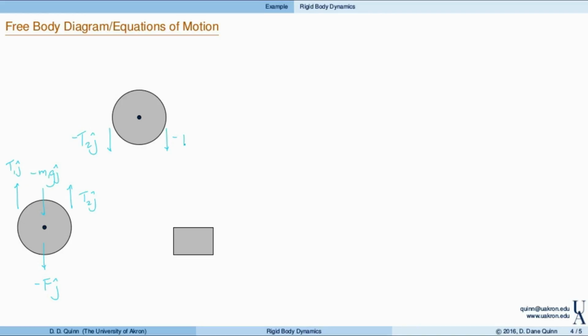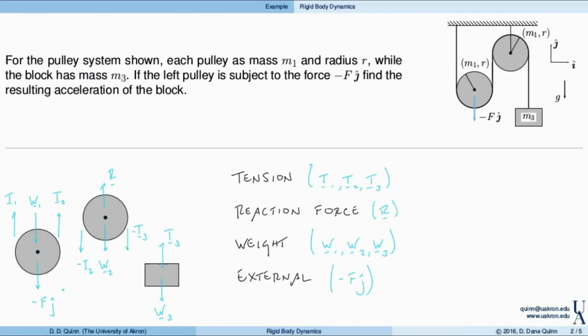This force then is minus T2 in the j direction. This force we defined as minus T3 in the j direction. We also have the reaction force, and finally the weight, which again was minus m1 g in the j direction. On the block, we have T3 in the j direction, and we have the weight, which was minus m3 g in the j direction. So we've gone back to our force diagram, which we did initially, and we've completed this with proper descriptions of these forces: tensions, the weight, the reaction force, whatnot.